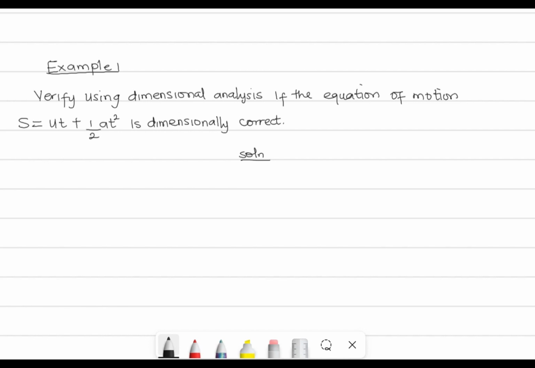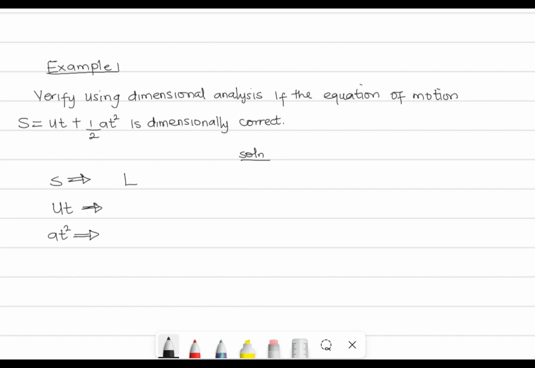When I look at this equation, there are three quantities there. The first one is x, the next one is ut, and the next one is at square. We don't consider half because it's a constant. So let's check. The x means distance, and distance has a dimension of L.